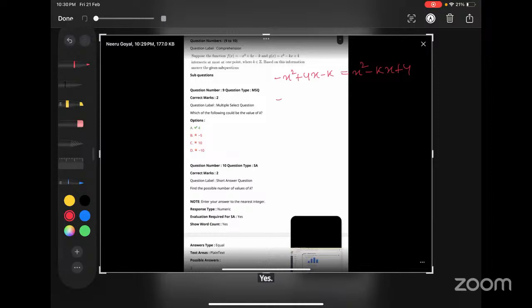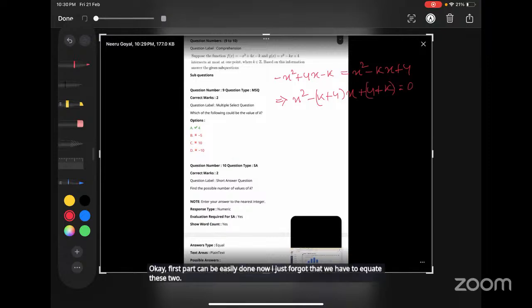Yes, ma'am. Then x square minus k. Okay, the first part can be easily done now. I just forgot that we have to equate these two. Now you can do it, right? Yes, ma'am. Okay.